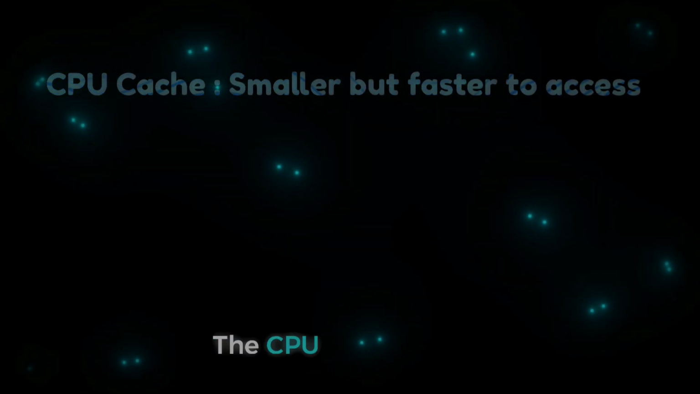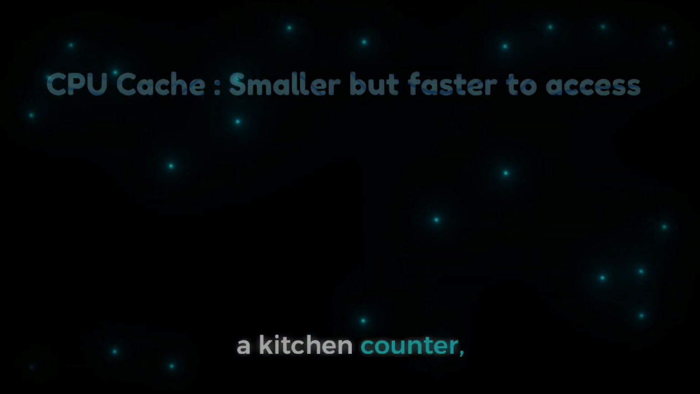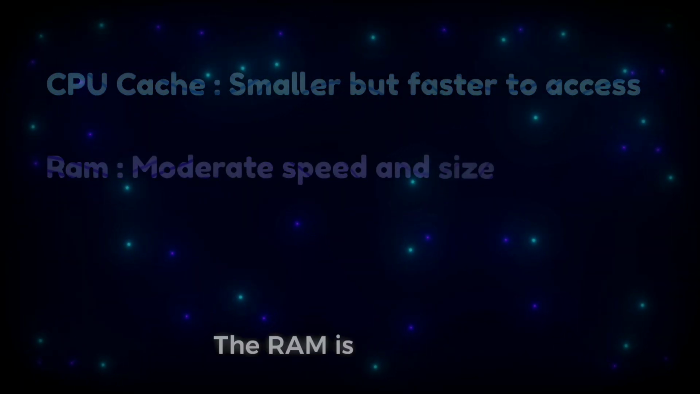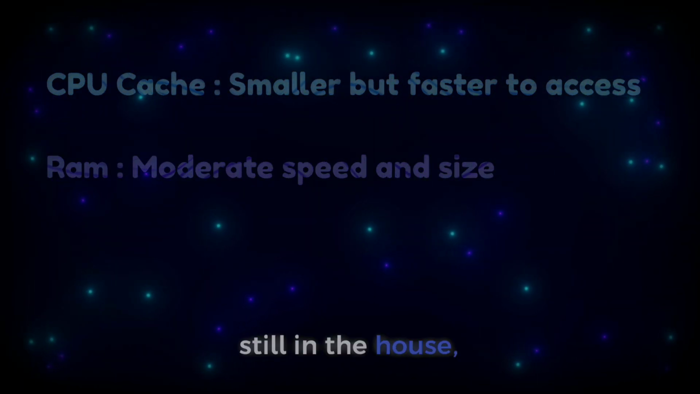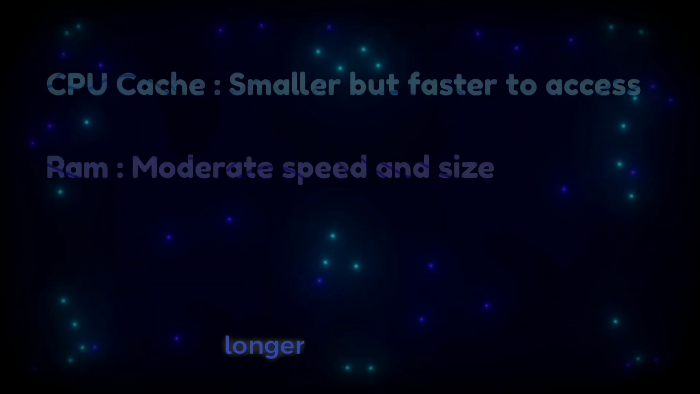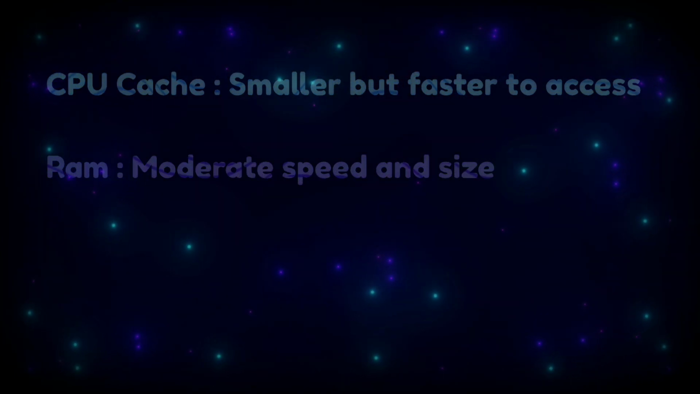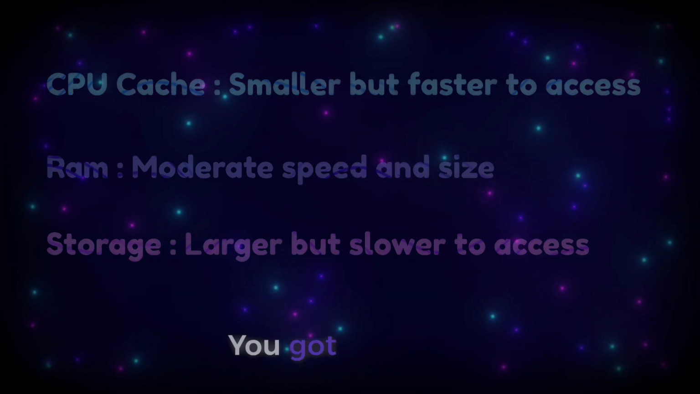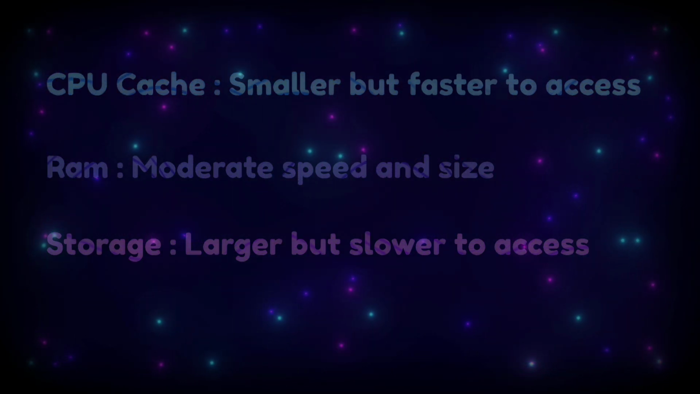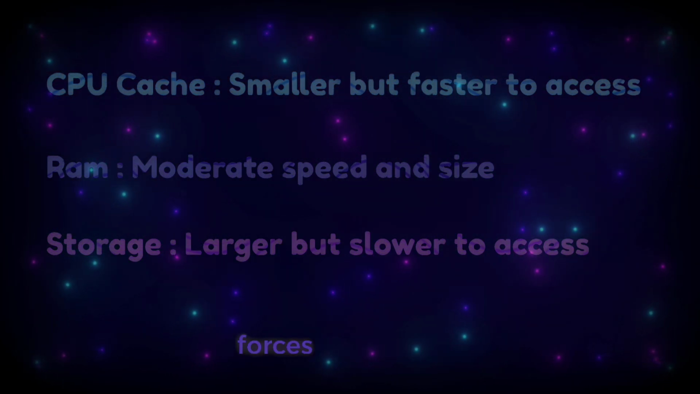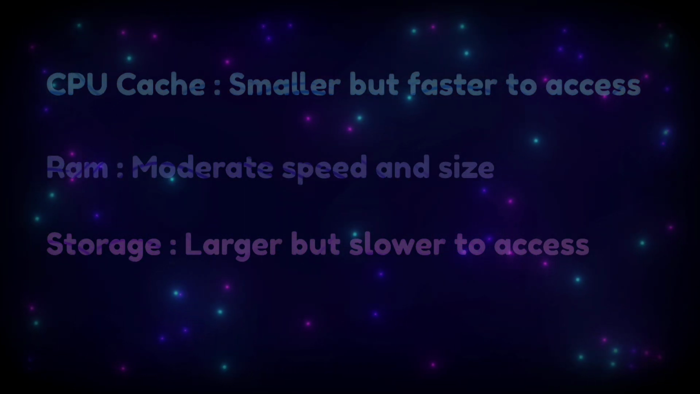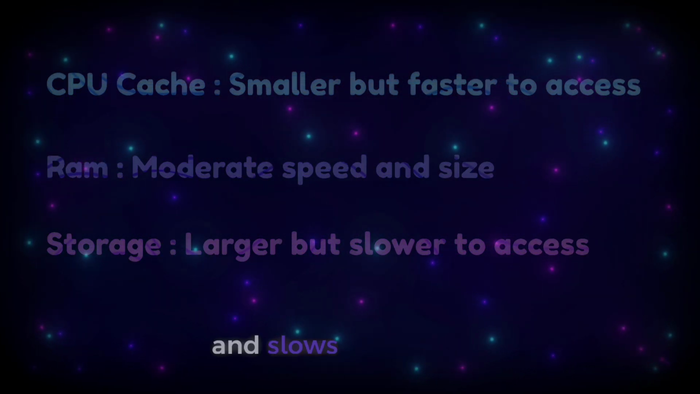So imagine you're cooking. The CPU cache is like your kitchen counter, super fast and right there. The RAM is more like the fridge, still in the house but it takes a bit longer to grab stuff. And storage is like a grocery store. You've got to get in the car and drive there. Every time your code forces the CPU to go grocery shopping for data, it wastes cycles, introduces latency, and slows everything down.